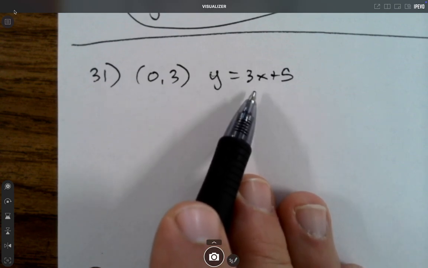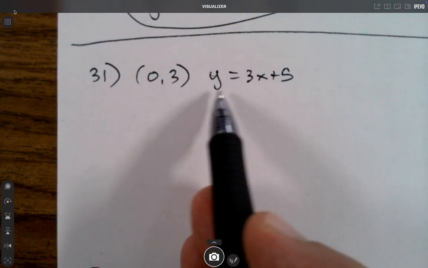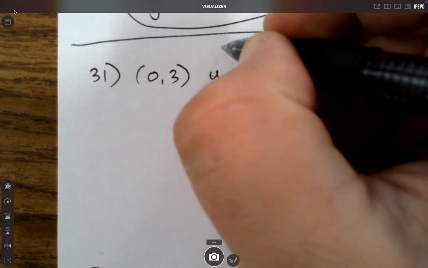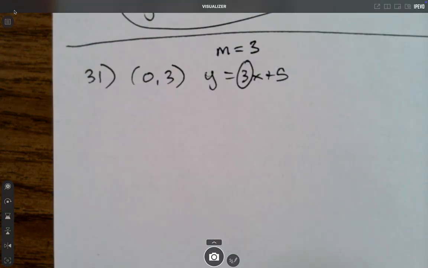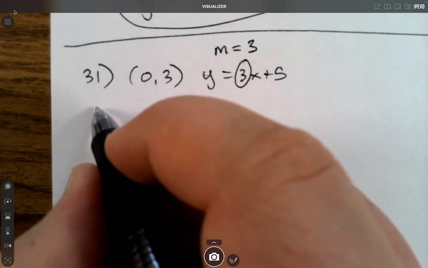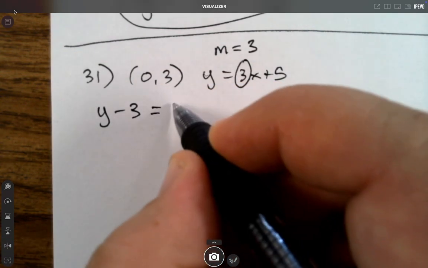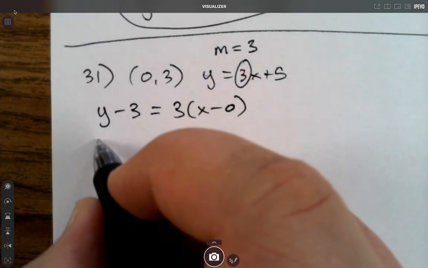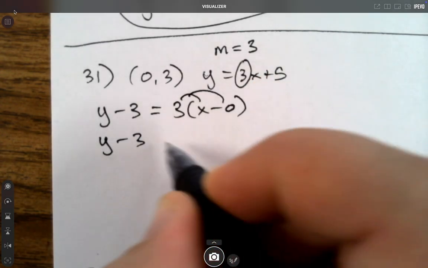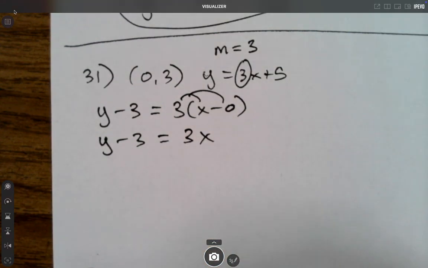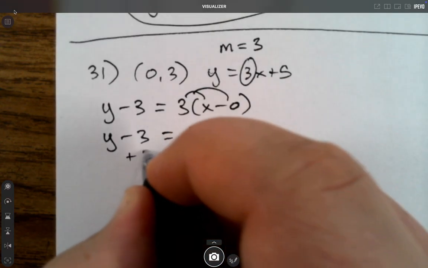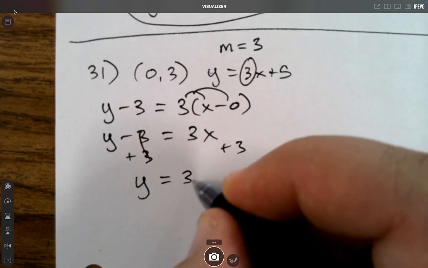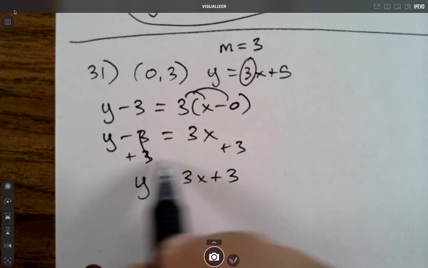So we've got to figure out what the slope of this line is. Well, when it's in slope-intercept form, y equals mx plus b, the slope is always right here. It's the coefficient in front of x. So my slope is 3, and it goes through the point 0, 3. So I'll do y minus 3 equals the slope times x minus 0. So when I distribute the 3, I just get 3 times x, because 3 times 0 is 0. Then we add 3 to both sides. So a parallel line that goes through 0, 3 is y equals 3x plus 3.